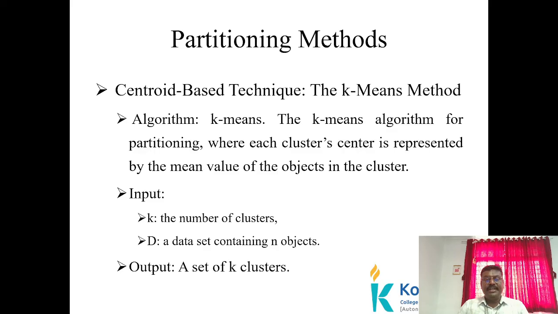Then centroid based techniques. Here is another one, partitioning methods. In partitioning methods you have centroid based techniques. This method uses the k-means algorithm for partitioning, where each cluster center is represented by the mean value of the objects in the cluster. K is the number of clusters, and D is a dataset containing the objects. You can create more than one cluster based on your data. Suppose you have huge data with different attributes, you can create more than 5 clusters within the objects. Then as output you finally get the cluster details.